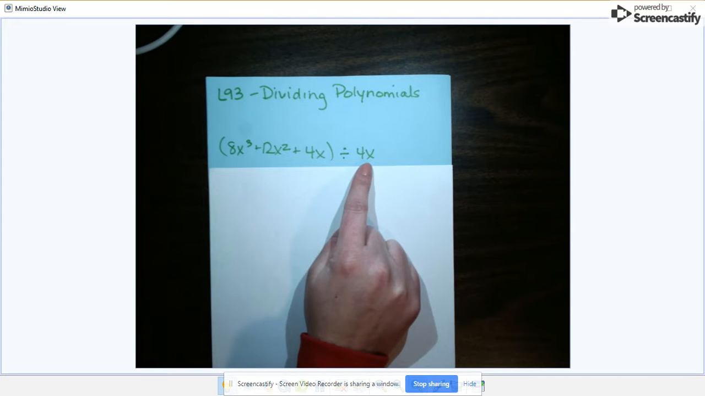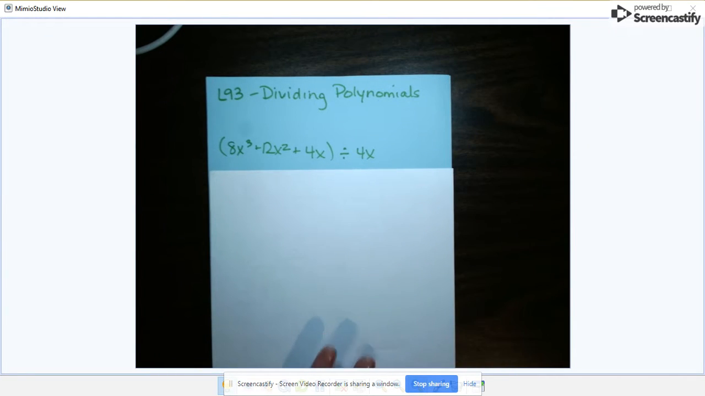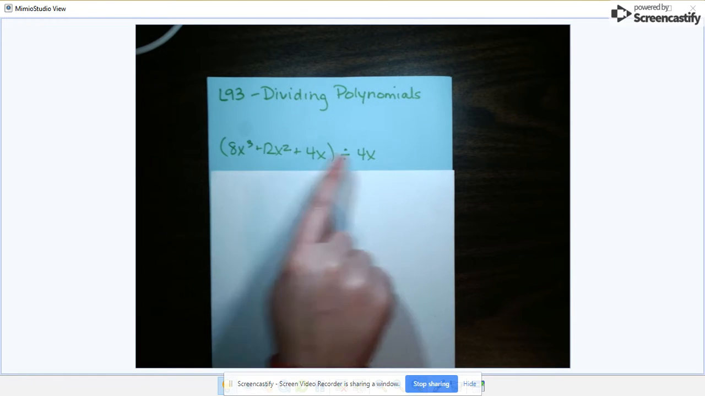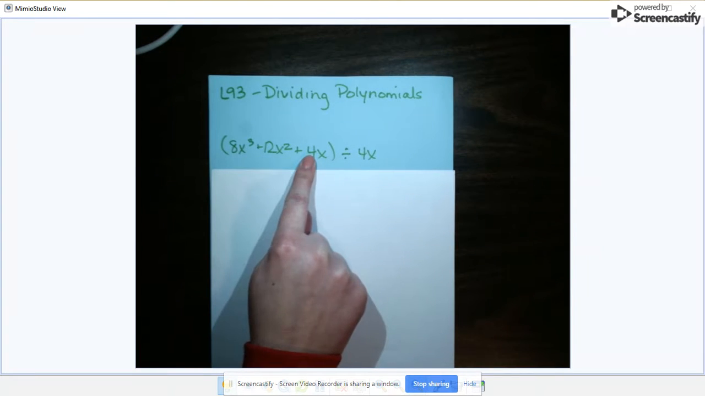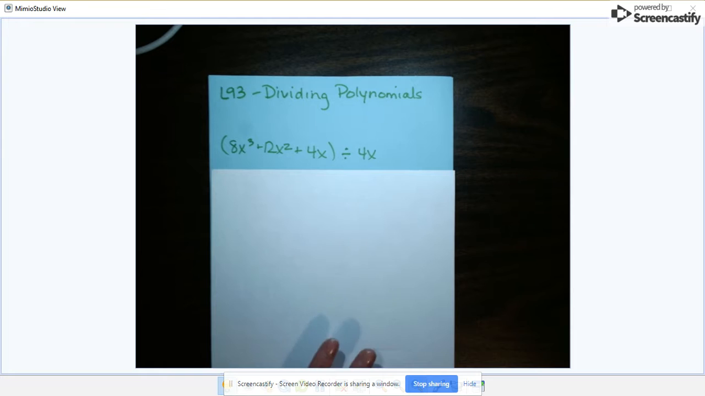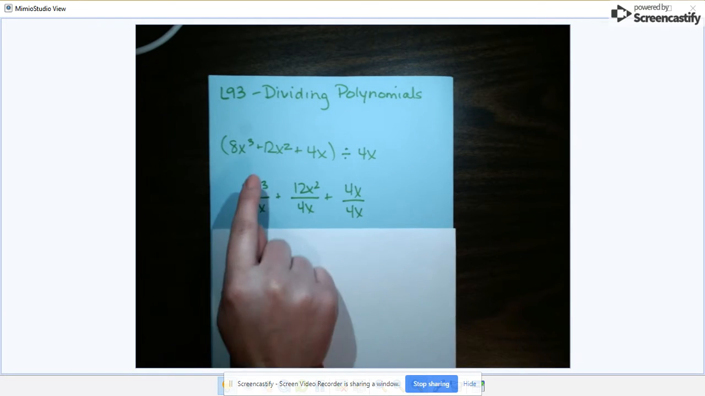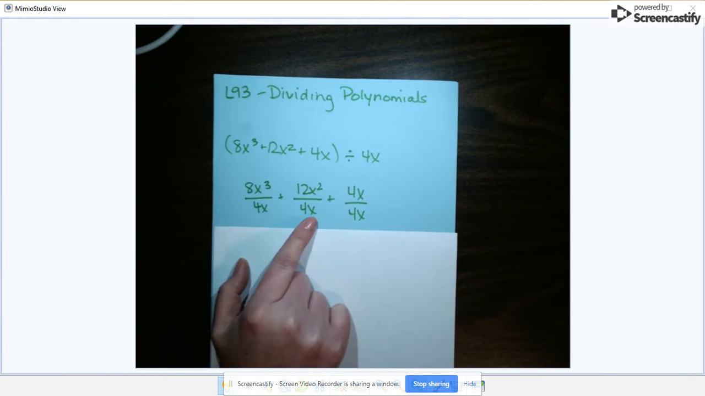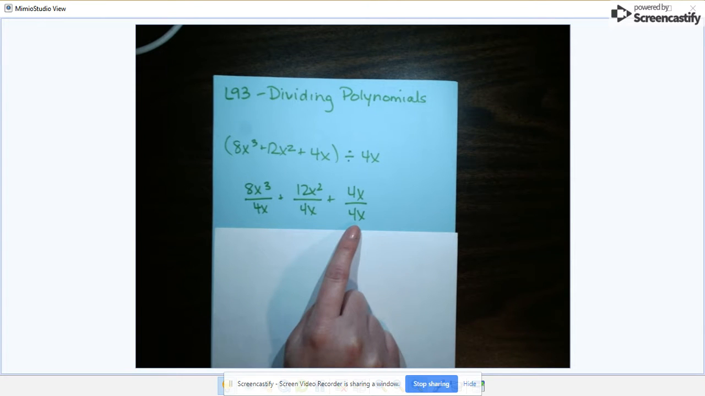Remember, one term. These are really basic, and we can write this divided by 4x underneath each term because this entire piece is being divided by 4x. So I took my 8x cubed, divided it by 4x. I took my middle term, divided it by 4x, and my last term. And now I just need to simplify.